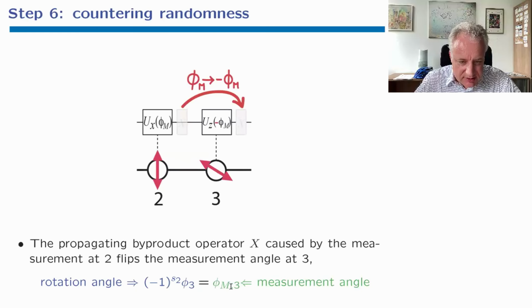So we will adjust the measurement angle here for this observable depending on the measurement outcome we had obtained on the previous qubit. And so now everything is properly deterministic. We adapt the measurement angle according to earlier measurement outcomes, and then after propagation, everything is okay. We get exactly the rotation angle that we wanted.